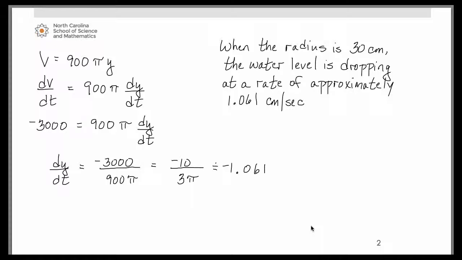1.061 centimeters per second. Now take a note about the units of measure on that answer. Remember, we were trying to find dy/dt, and y represents a linear measurement, a height, which is therefore measured in centimeters in this case. That's why it's centimeters per second.